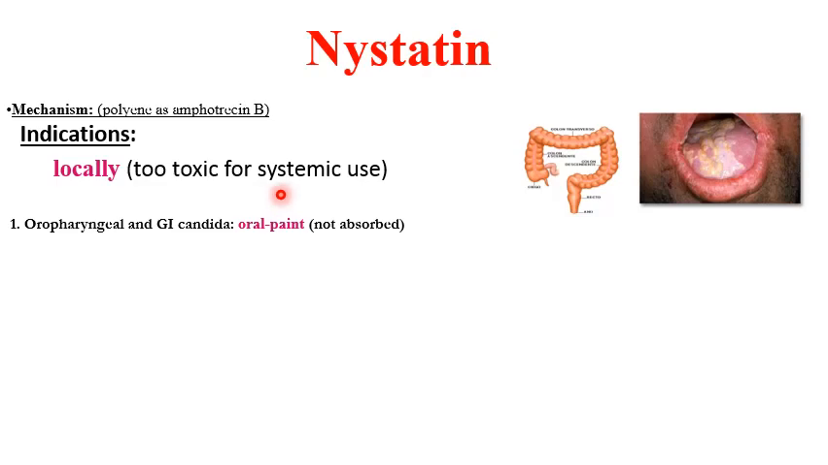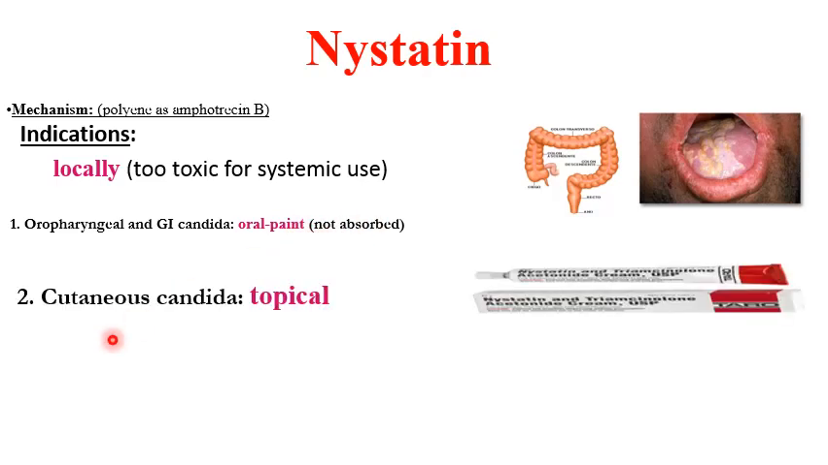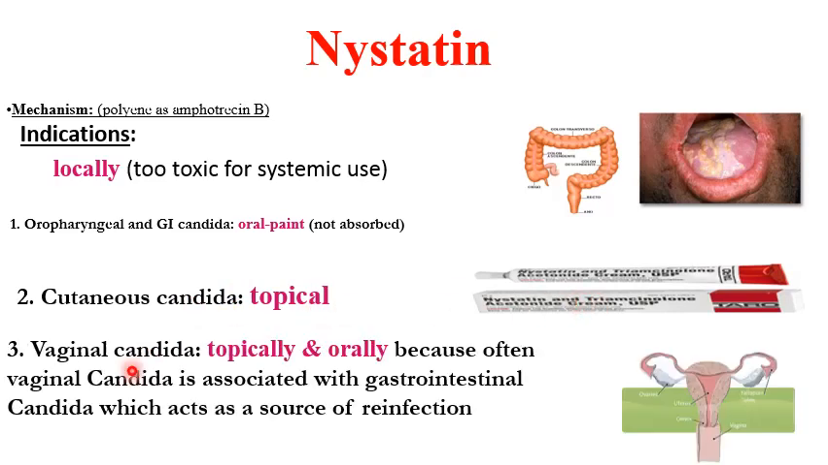It's used mainly to eradicate Candida, and Candida causes mainly mucous membrane infection like oropharyngeal candidiasis. Oropharyngeal candidiasis is very common in patients using corticosteroid inhalers for treatment of bronchial asthma. The most common adverse effect of inhaled corticosteroids is oropharyngeal candidiasis, due to immune suppression and flourishing of fungal infection in the oropharyngeal mucosa. This can be treated with nystatin topically as an oral paint. It can also be used for cutaneous Candida, like topical creams or ointments.